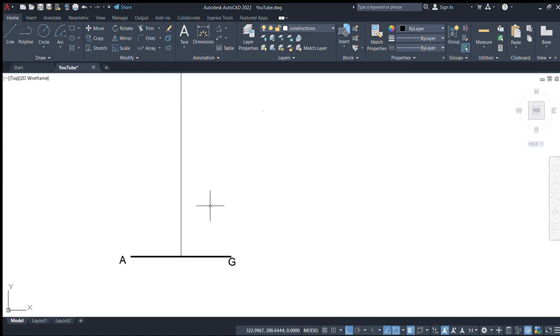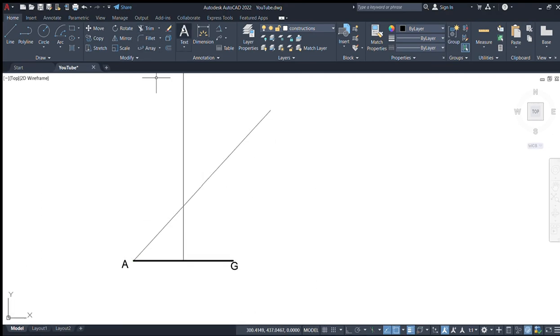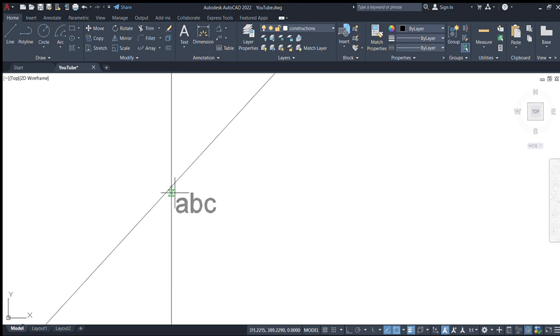From point A, draw or construct an angle of 45 to bisect this vertical bisector or line bisector at point 4. So let's draw a 45 degrees line to bisect our line bisector at point 4.